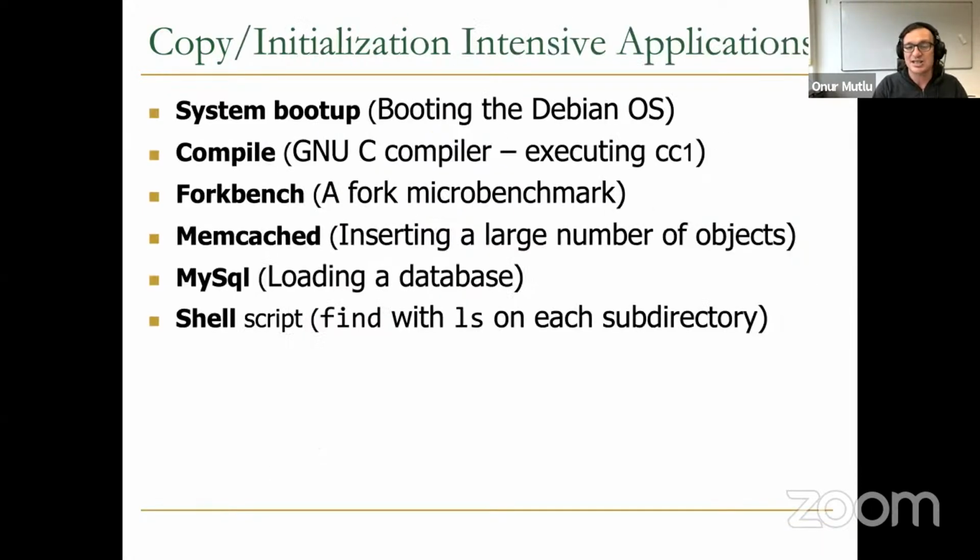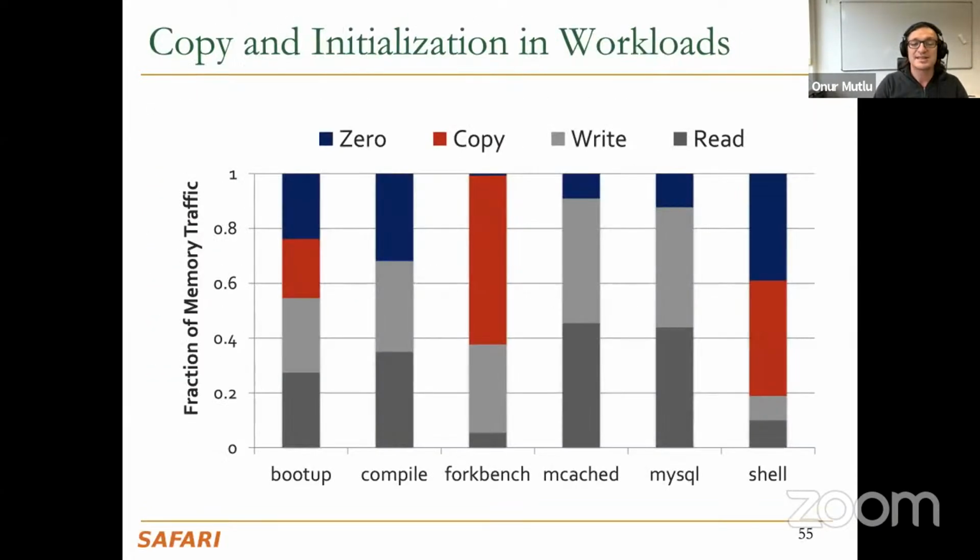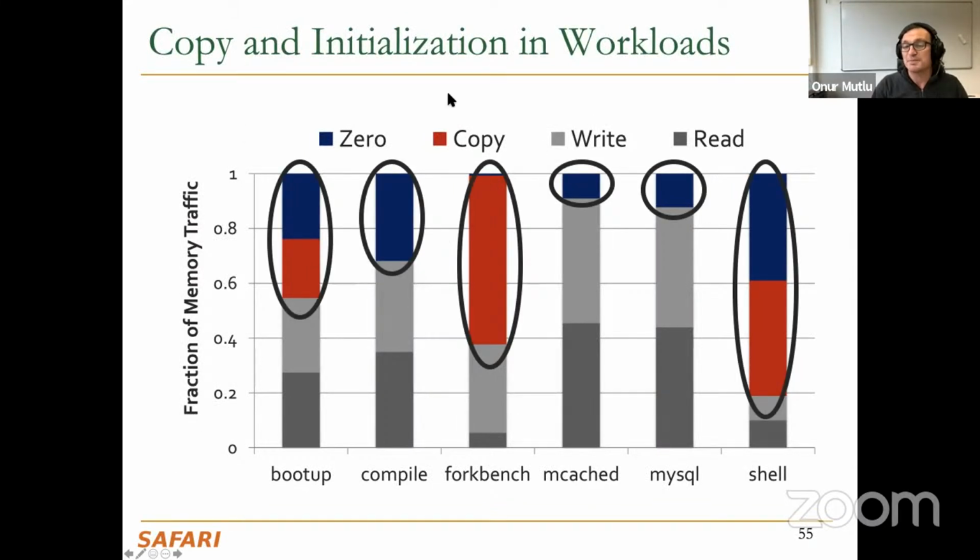And these are the applications, as you can see. And this is the breakdown of the memory traffic of each of these applications. So they have a substantial amount of zero initialization and copying. And different applications have different amounts, as you can see, and different types. Forking, for example, needs to copy on write. And depending on how much memory you're going to copy, it could actually be a large fraction of the memory traffic.